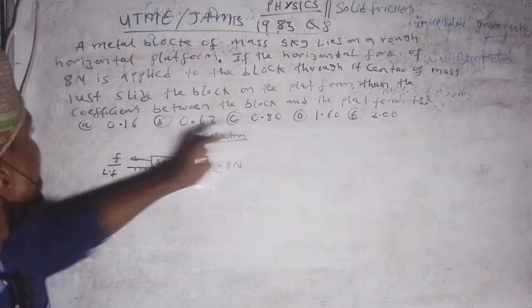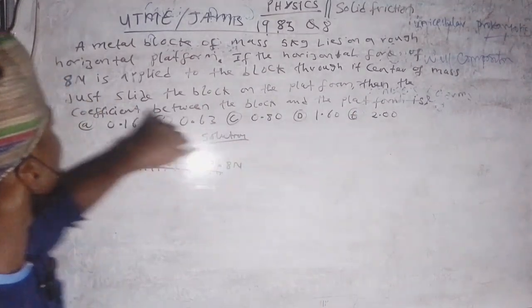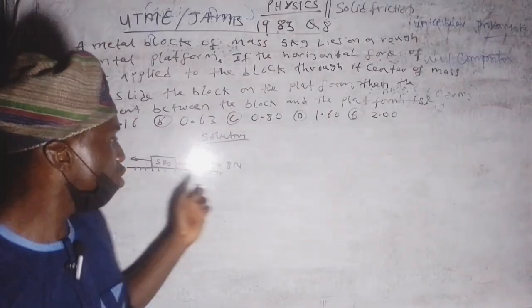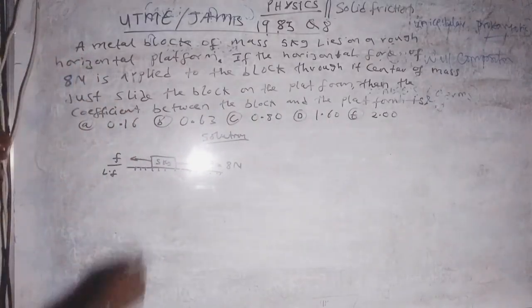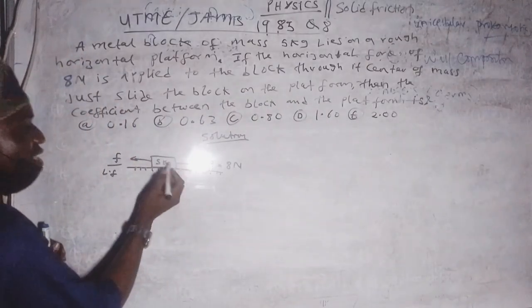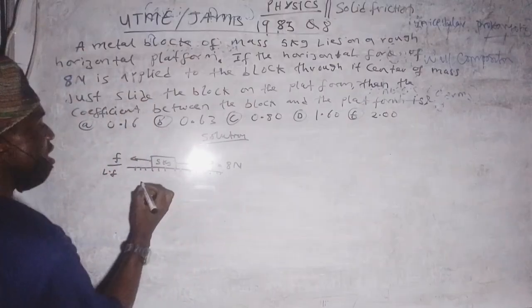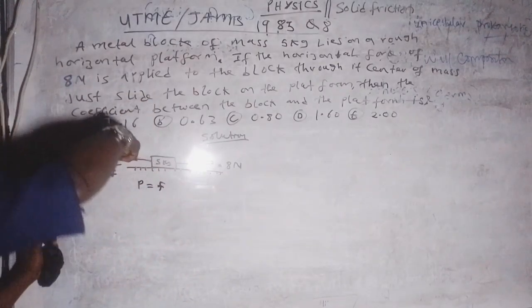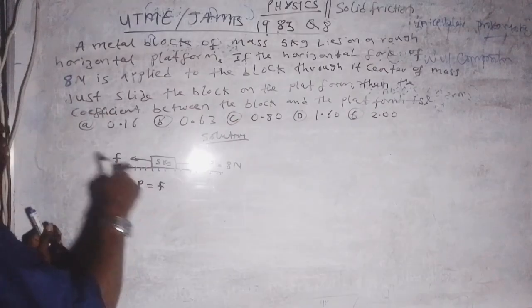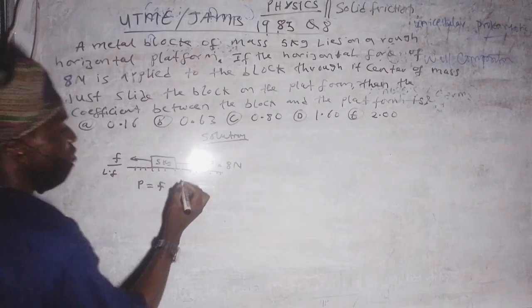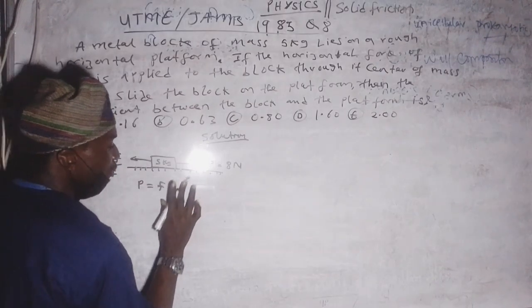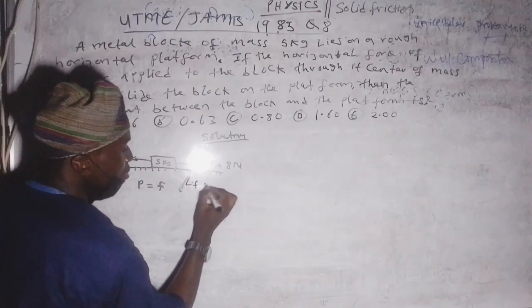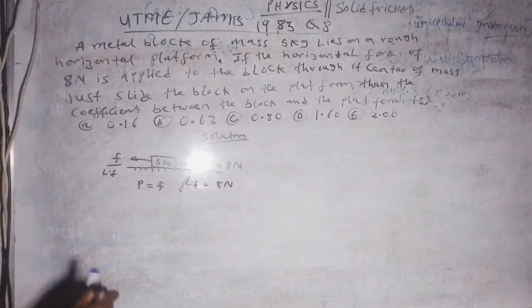For you to just slide the block through the center of mass, just slide the block, which does not mean that the block is moving. The block is about to move, which means our applied force P is equal to the frictional force. You have applied a maximum force, that has reached the limiting frictional force here. Which means our limiting frictional force on the table is equal to 8 Newton. So we are having that, okay?